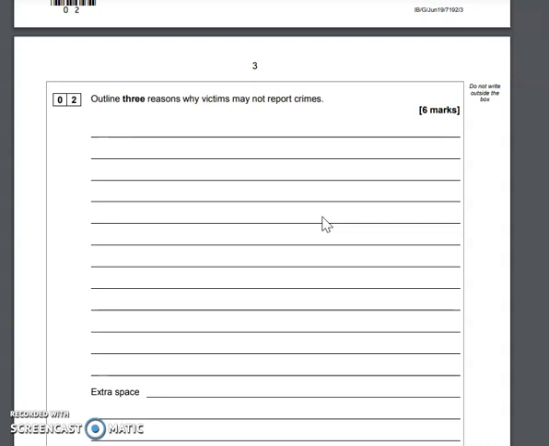Some students did link it to examples such as domestic abuse, sexual assault and rape, used to illustrate some of the reasons offered. And again, the reason why students did not gain full marks was either due to repetition of the same reason or failure to explain the suggested reason clearly.